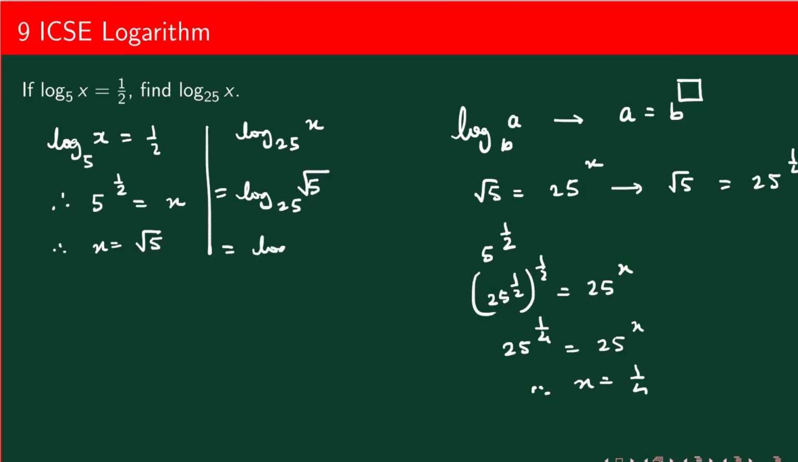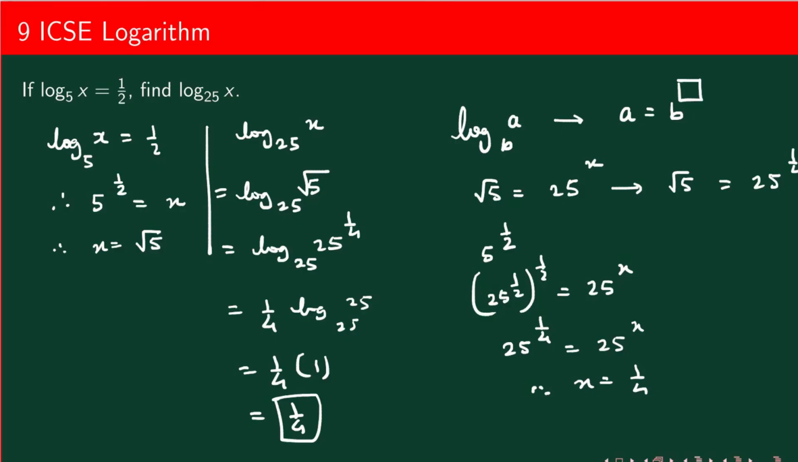So let me write that. So log of root of 5 can be written as 25 raised to 1 by 4. Then 1 by 4 goes to the other side. And you have 1 by 4 and 1. The answer is 1 by 4. Okay, how else can you do it? So let me erase this part.